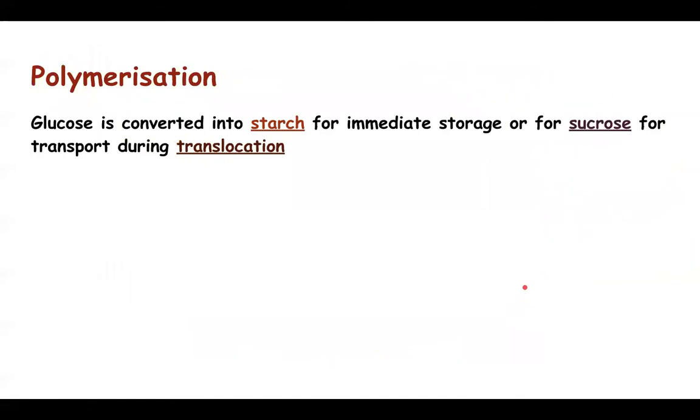Now, this glucose which is formed is converted into starch for immediate storage. So the leaves do not wish to transport this glucose at that very moment. They change it into starch. But at night, they reconvert it back into sucrose. And then this sucrose is transported. Now, the sucrose is sent from the leaves to the other plant parts for usage or storage. And this process is called translocation. That means its location is shifted from the leaves to the other plant parts.